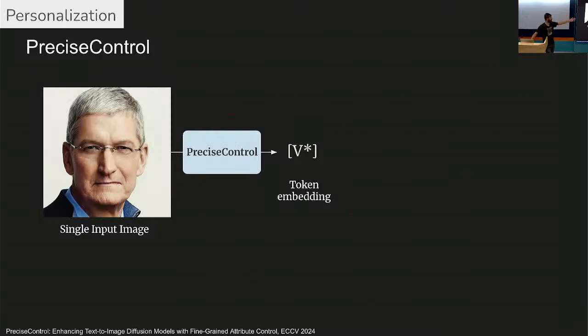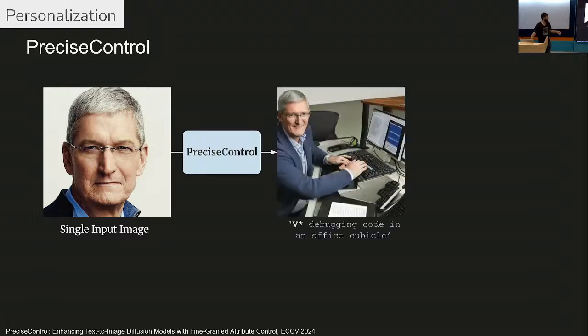So again, the idea is very similar in a broader sense. Given this input image, we convert it into some token embedding, V star. I'll tell how we have done that. But once you have that V star, you can put it in any prompt, and then you should be able to generate novel compositions. Something like this. So V star debugging code in an office cubicle.